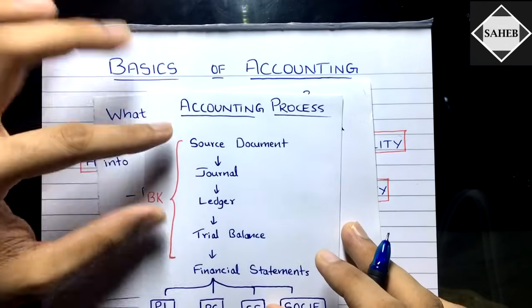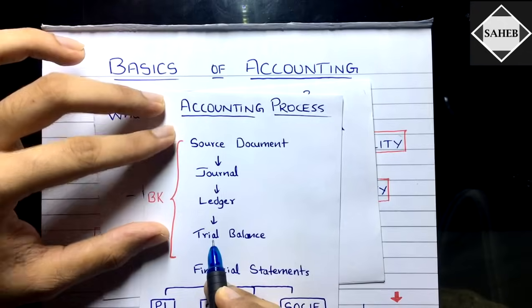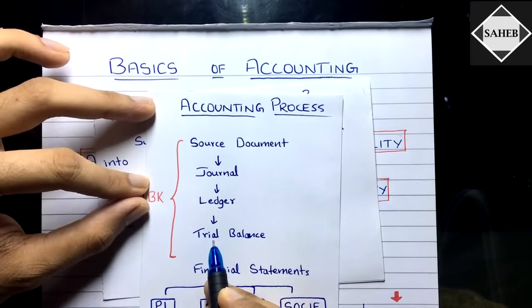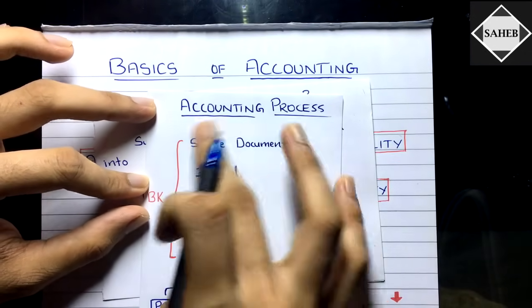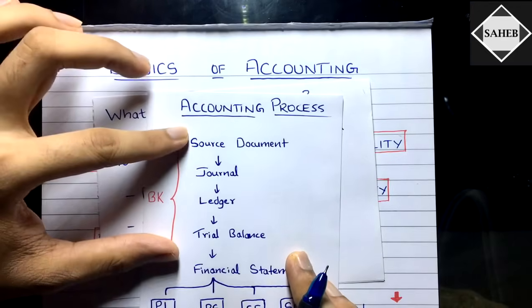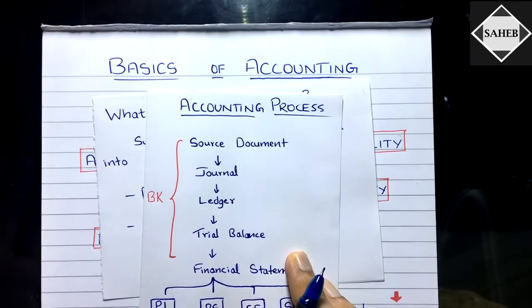And the process from source document till trial balance is called bookkeeping. A normal accountant will do this job, bookkeeping. This is what bookkeeping is known as. From the source document till the trial balance, simple accounting job.